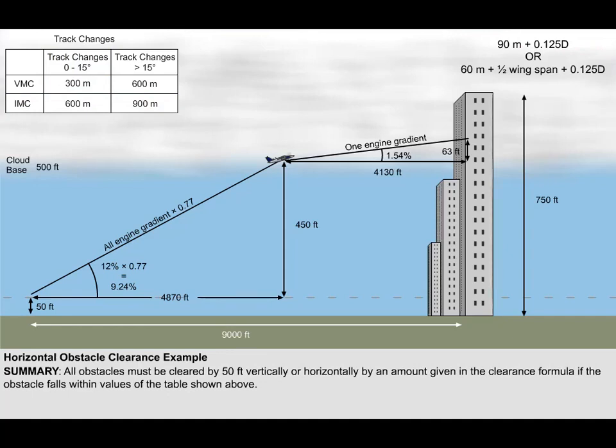aeroplane must clear all obstacles by 50 feet vertically. If the aeroplane is unable to do this, then it must clear any obstacle within the obstacle area by a horizontal distance as calculated by using the horizontal clearance formula.